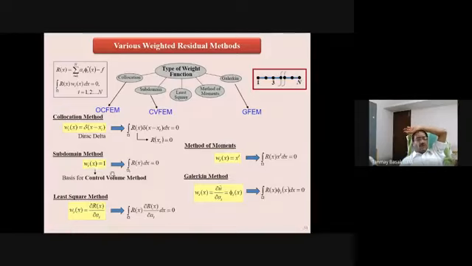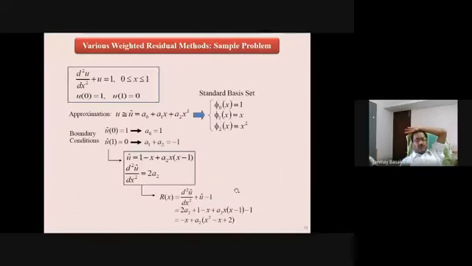Then we have the subdomain method, where the integral is set to 0 and w(x) equals 1. This is also very simple to do. We have the least square method, where the weighting function is the derivative of the residual with respect to the coefficient ai. So we have the integral of r(x) dou r(x) dou ai dx equals 0. We have the method of moments, and we have the Galerkin method. You can see the respective weighting functions in the various weighted residual methods.